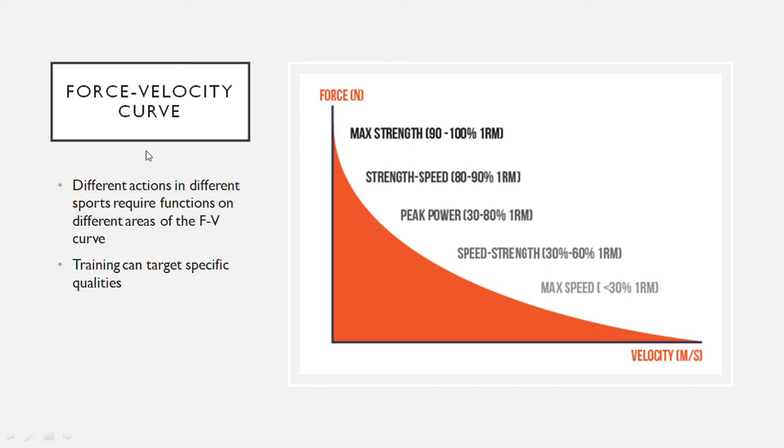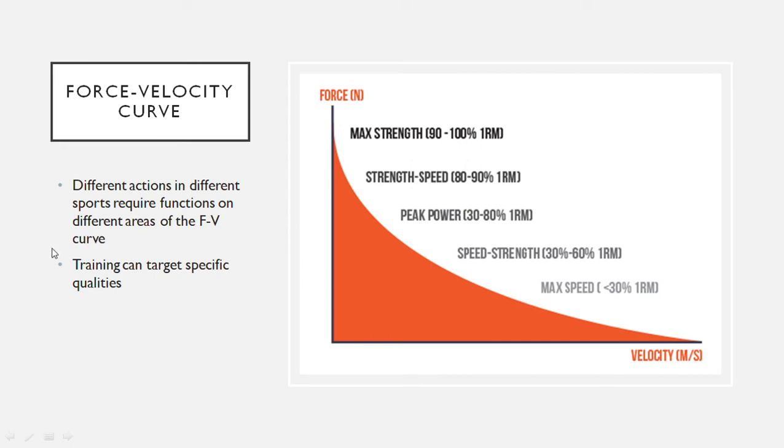That is the basis of how different athletes need different power. Different sports, and different actions in certain sports, require different levels of power on this curve. For example, we had the weightlifter versus the shot putter versus the high jumper. The weightlifter is probably somewhere up here, the shot putter is probably somewhere around here, and the high jumper needs to be a lot faster.